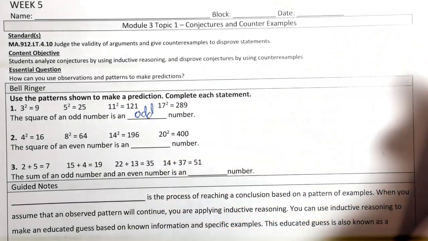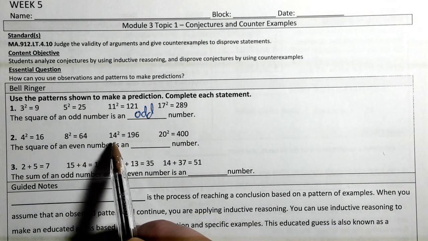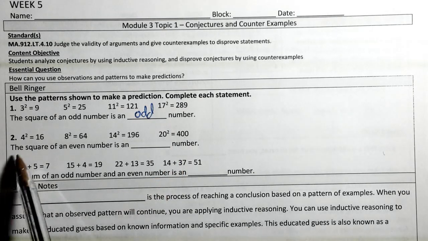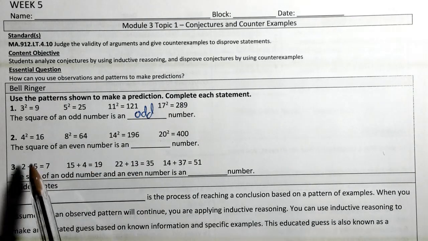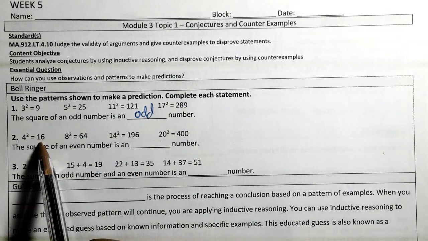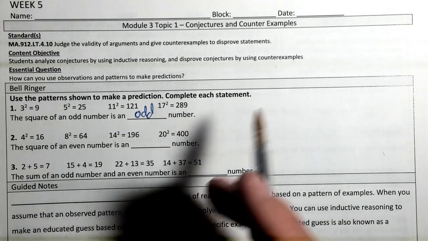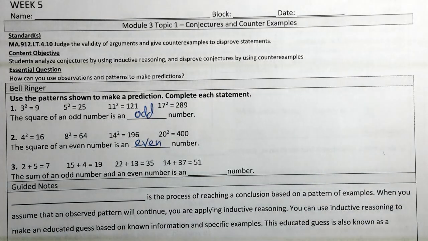Number 2. 4 squared is 16, 8 squared is 64, 14 squared is 196, and 20 squared is 400. The square of an even number, so these are all even. So 16 is even, 64 is even, 196 is even. The square of an even number is an even number.